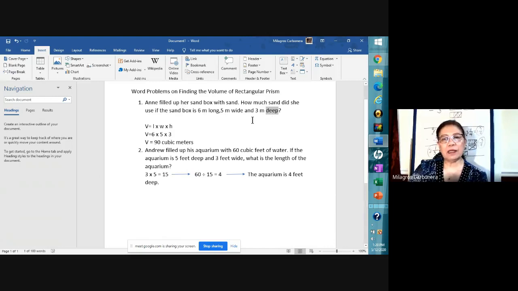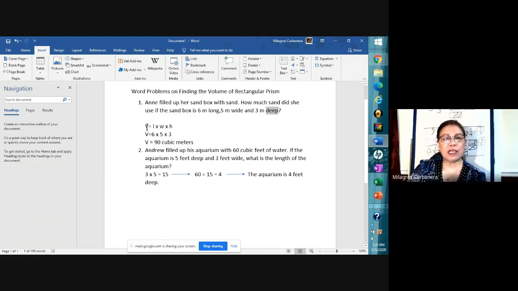What gives me an idea that I am going to find the volume? First, I have the length, I have the width or the long, the length, the wide, the width, and the deep, which is the height. So I am given 3 dimensions. So meaning to say, I am given a rectangular prism. And it says filled up, meaning to say how many cubic meters of sand is used to fill up the sandbox. So that gives me an idea that I'm going to find the volume.